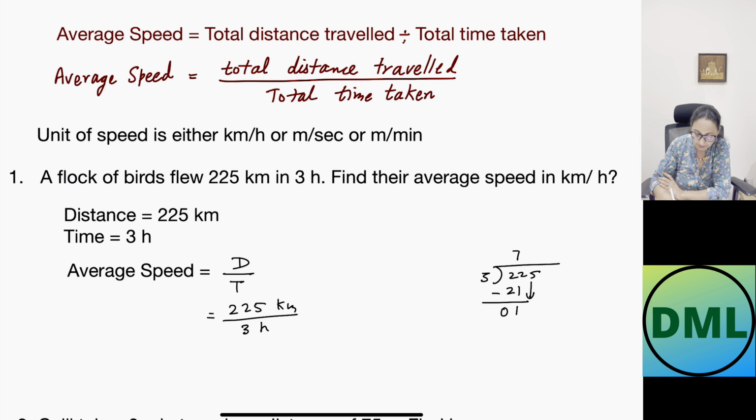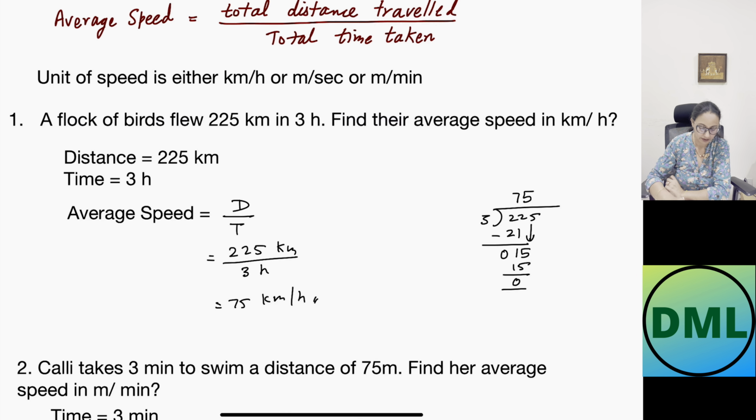And 5 will come down and it will be 15 here. 15 divided by 3 is 5. So 3 times 5, if I do it, it will be 15 here. And if you subtract it, your answer is 0. My answer will be 75 kilometers per hour. That will be my speed.